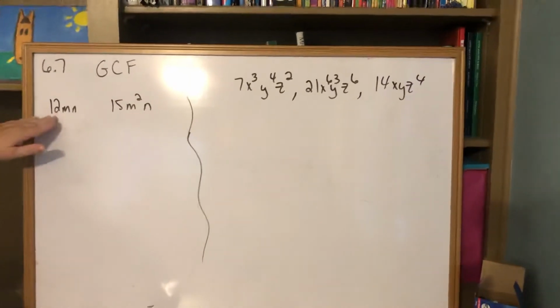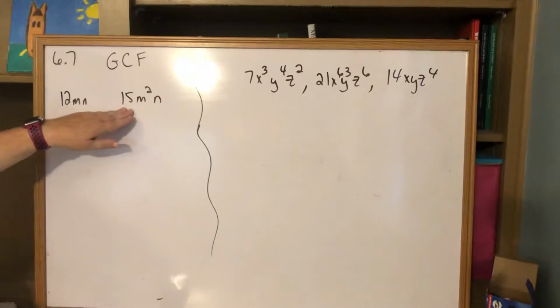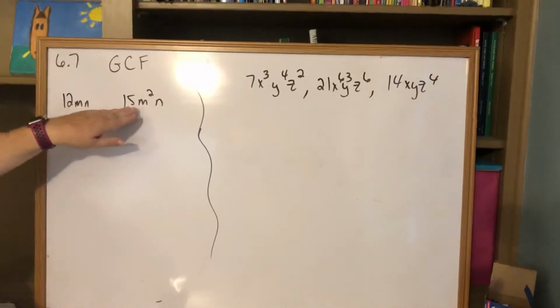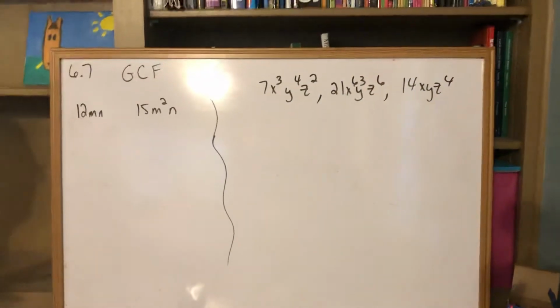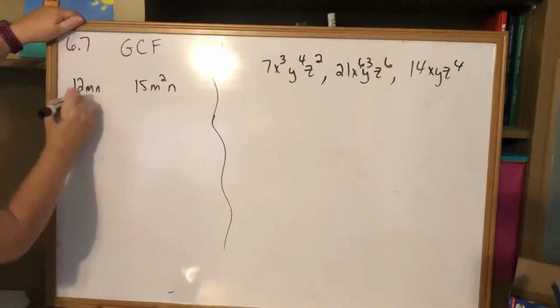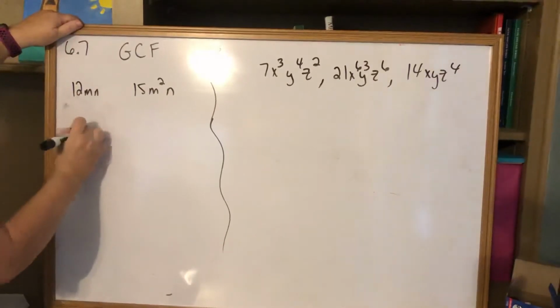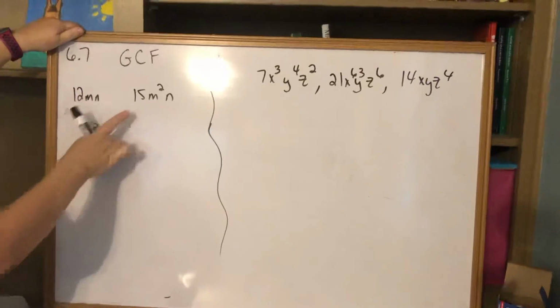We could divide this by 2, 3, 4, or 6. This we can divide by 1, 3, 5, or 15. So what was the largest number in that list that we could divide both of these by? And that would be 3. So I could divide them both by 3, because 12 divided by 3 would be 4, 15 divided by 3 would be 5.